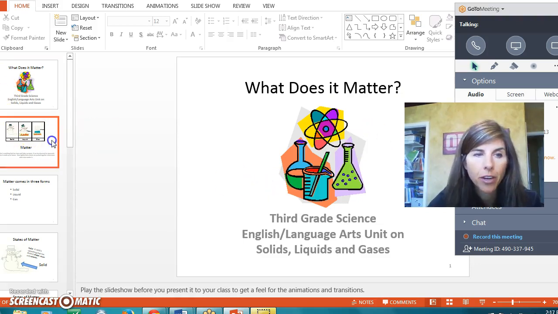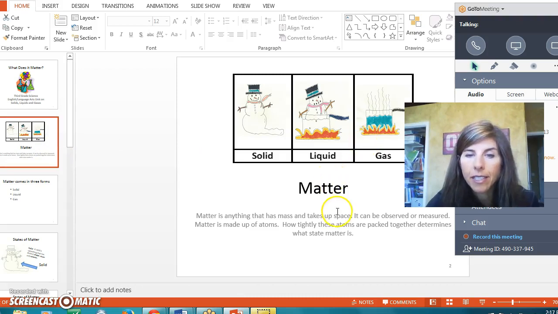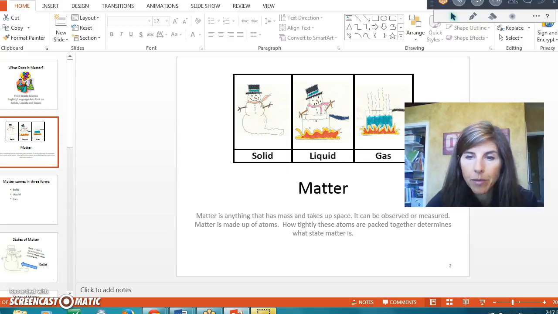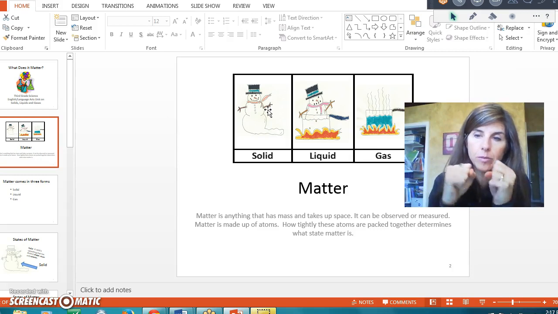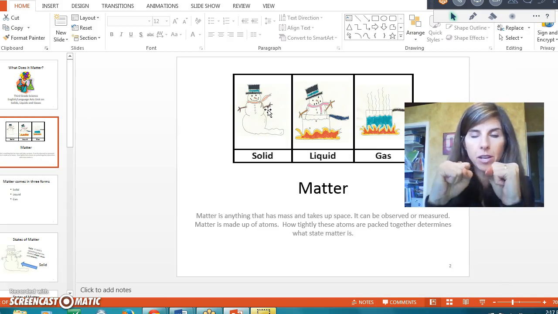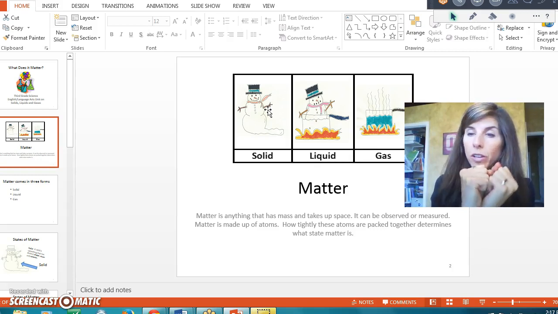So what is matter? Matter is anything that has mass and takes up space. So we've been working on this. It can be observed or measured. Matter is made up of atoms. How tightly these atoms are packed together determines what state of matter. Either a solid, we'll be going over this. An atom you cannot see, but if these are representations of an atom, the atoms of a solid would be very close together. They don't move very well.